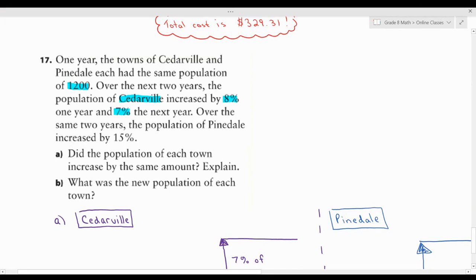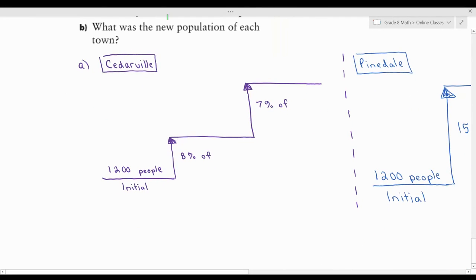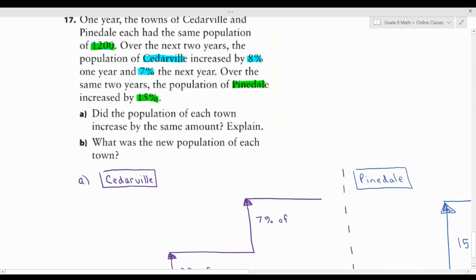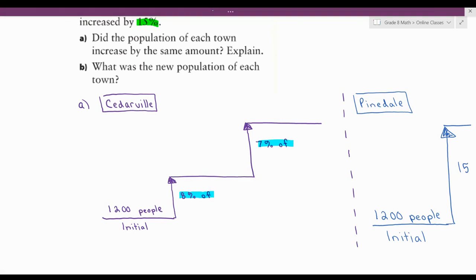But then you also have Pinedale. So Pinedale starts with 1,200, so same starting population, but then over the 2 years, they just increased by 15%. So just in total, after 2 years, their population has increased by that amount. So there's a couple questions we're going to answer, but this is one of those questions that you probably want to set up sort of in like a step format. So I already kind of have it set up here. So I'll start with Cedarville. What color did I use? Blue. Okay, so I'm finding this value, this value.